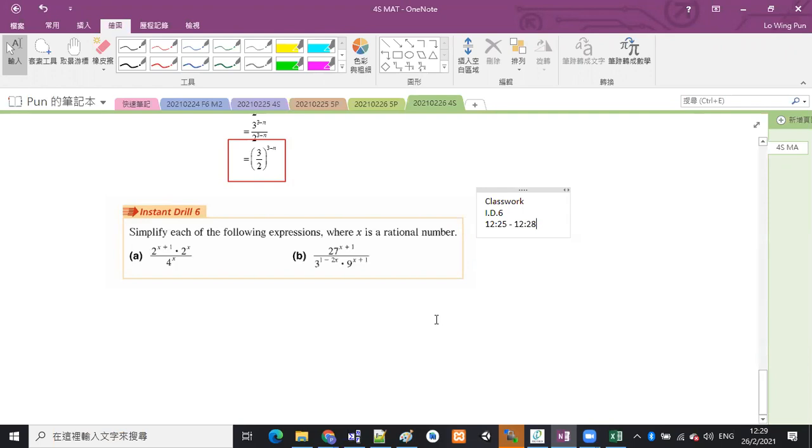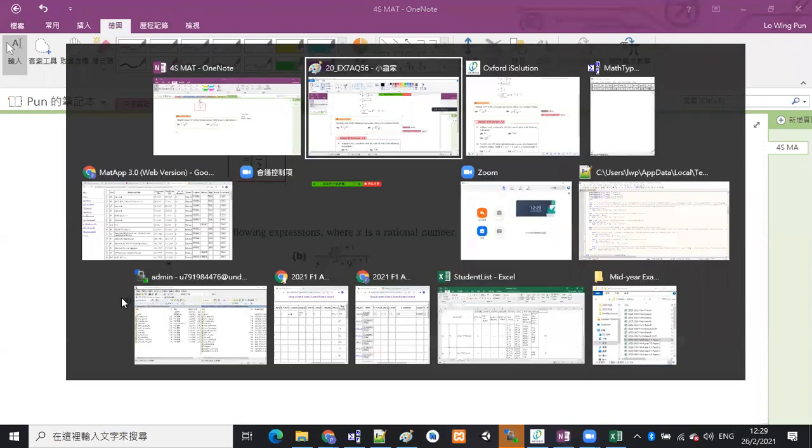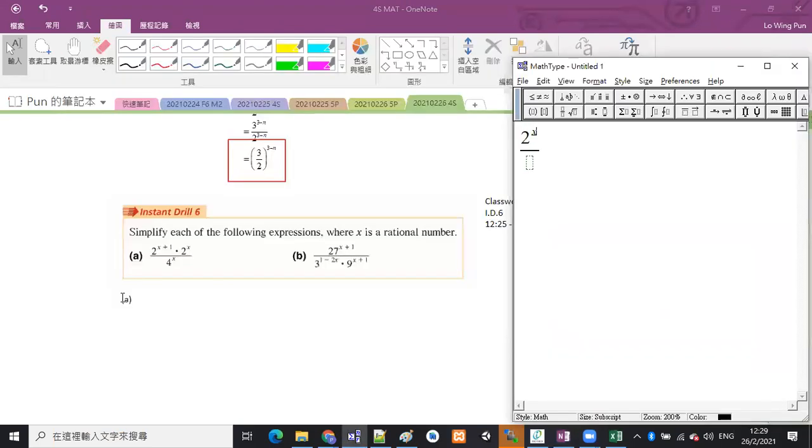Okay, let's check the answer. Part A: 2 to the power x plus 1 times 2 to the power x, divided by 4 to the power x. Again, we have different bases, so we need to change the larger base to the smaller base.